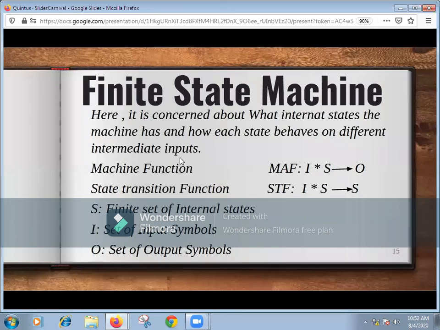Okay, so here it is concerned with what internal state the machine has and how its state behaves on different intermediate inputs. Okay, so machine function: input into state gives output.